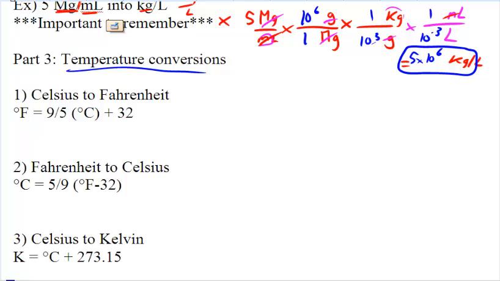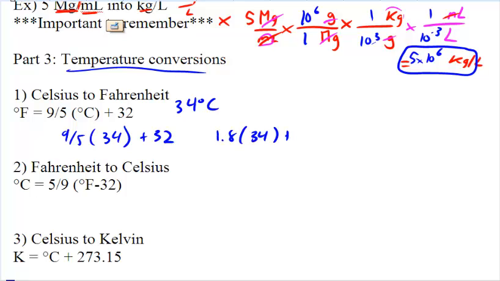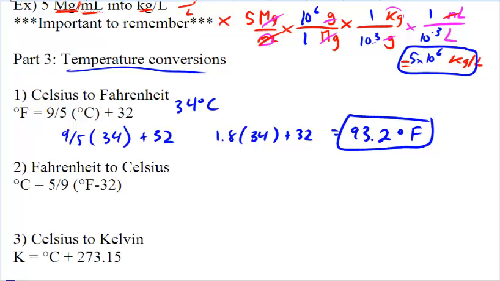So if we have a temperature of, let's say, 34 degrees Celsius, so a hot summer day in Penticton, let's see what it's going to be in Fahrenheit. We take that 9 over 5, which is 1.8, and we times it by whatever the degrees Celsius was, and then we add 32. So 1.8 times 34 plus 32, it's going to be 93.2 degrees Fahrenheit.